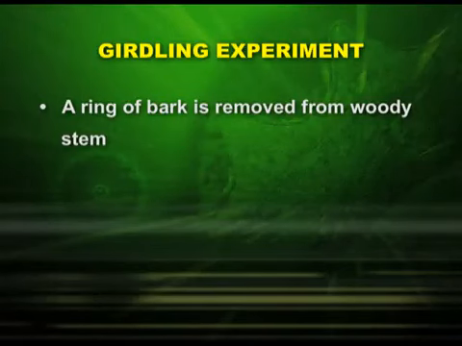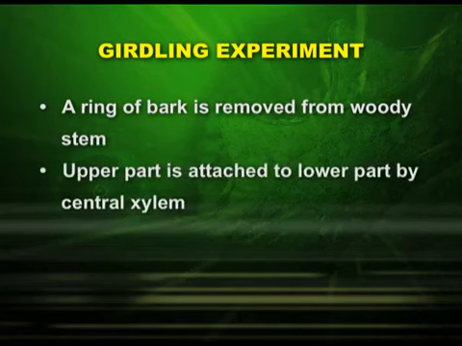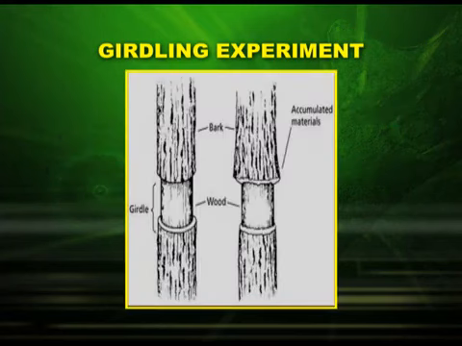Now, you may wonder how the phloem transports food, what is the experimental evidence? Yes, we have an experimental evidence which is called the girdling experiment. A ring of bark is removed from the woody stem. The upper part is attached to the lower part by central xylem. Look into the picture. In this girdling experiment, what do you observe? You observe the accumulation of food material just above the ring, and the roots die out. In the following figure, you see the girdle, the bark which is removed, and here the accumulated materials.